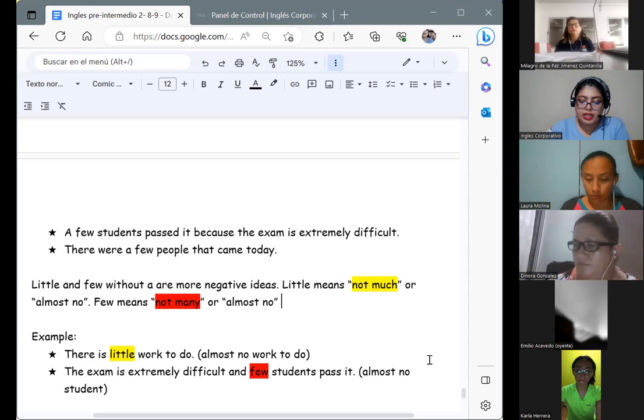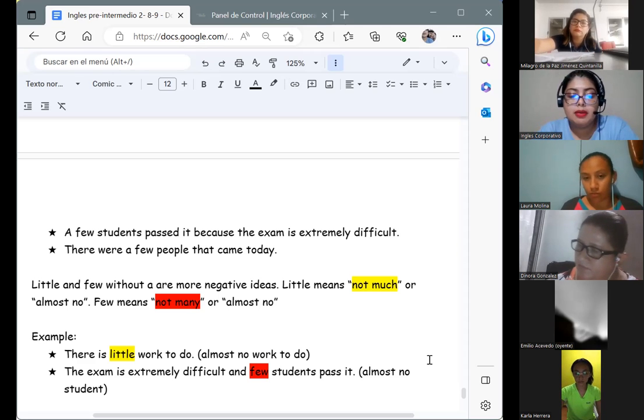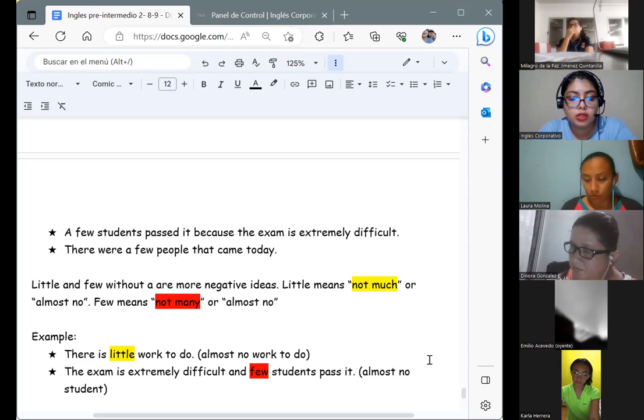So in this case, we have the use of these words or these quantifiers. Ahí tenemos, ¿verdad?, las especificaciones de las palabras o de las frases o los conjuntos de palabras que vamos a utilizar como quantifiers. In this case, you are seeing the difference between these words or the use of these words.